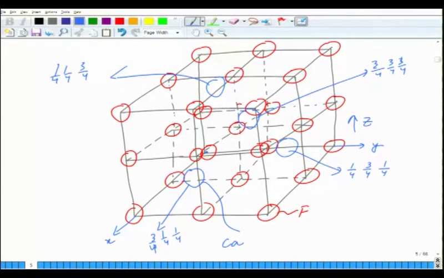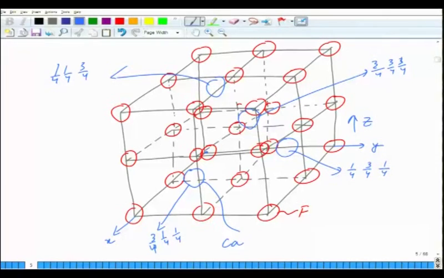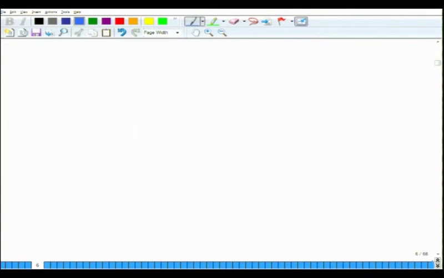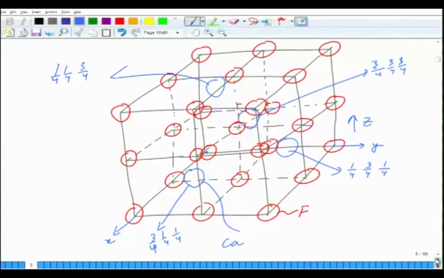Now, you can see that each fluorine is coordinated by 4 of calcium and each calcium is coordinated by 8 of fluorine. So this is how the coordination will go, and you can see that only half of the cubic voids are occupied there. You can see, since there are 8 cubes, only half of the cubes are filled. So only half of the cubic sites are filled, all right.